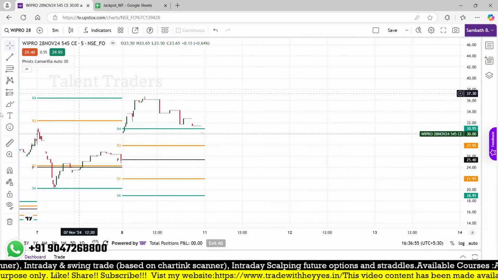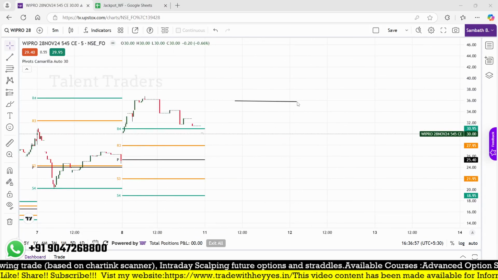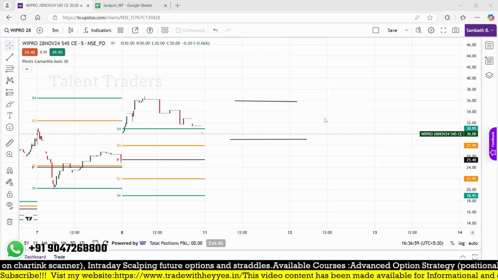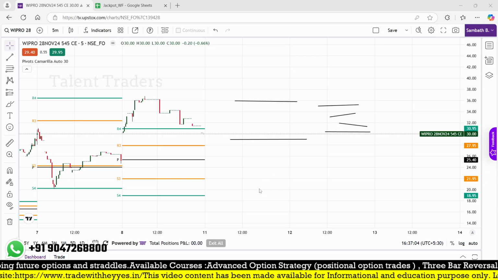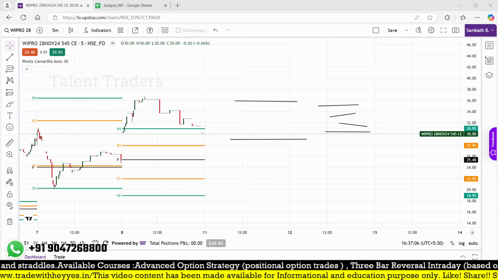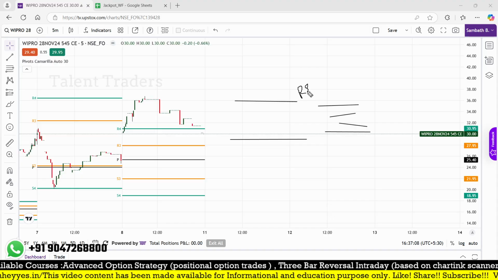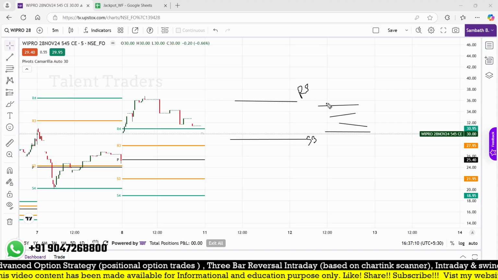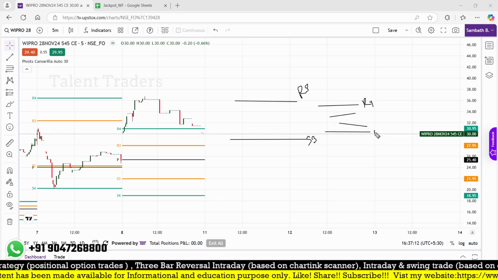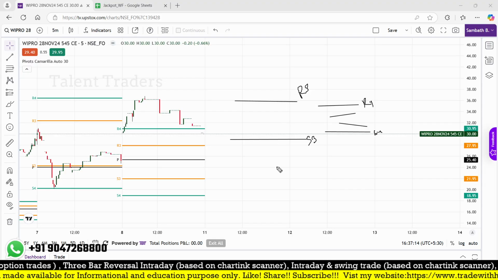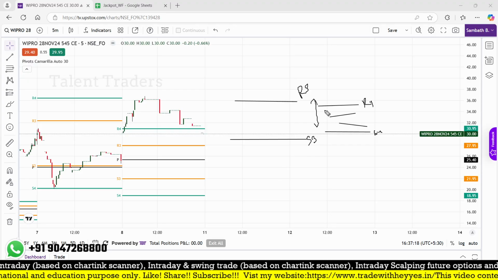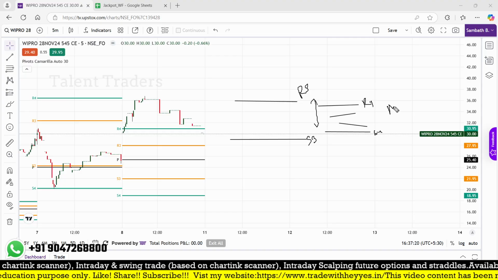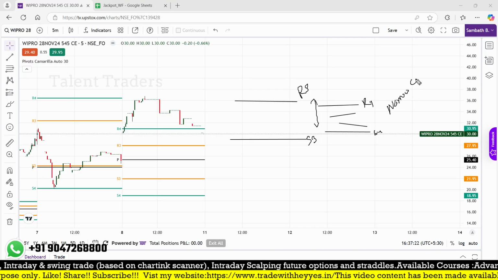What is the exact condition we are using? The previous day R3 and S3, and the next day R4 and S4. That is the main logic on this particular scanner. This is R3 and this is S3, and the next day's R4 and S4 lie inside, between the previous day's R3 and S3. Such stock options which are filtered, we consider as a narrow Camarilla.